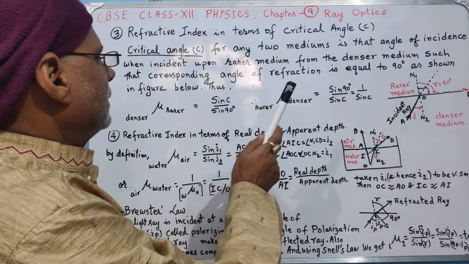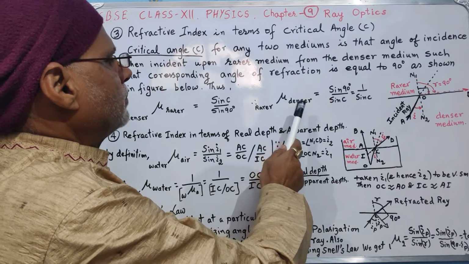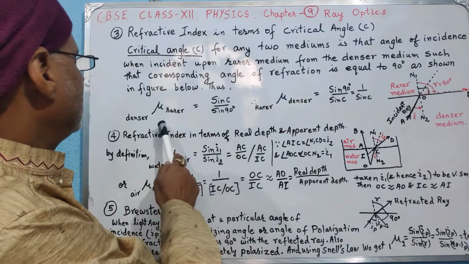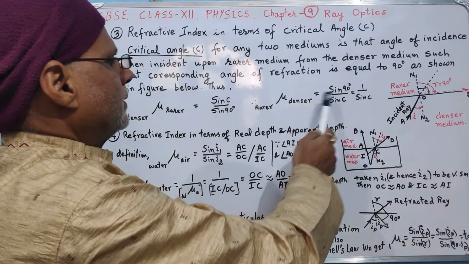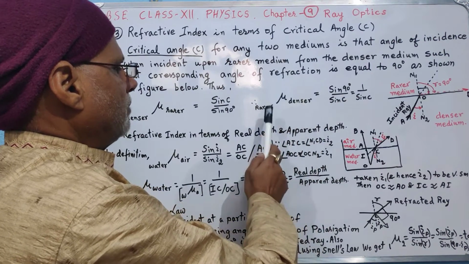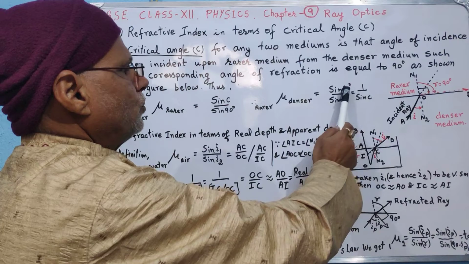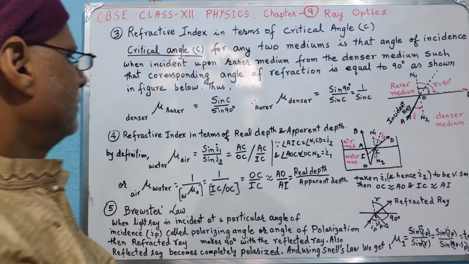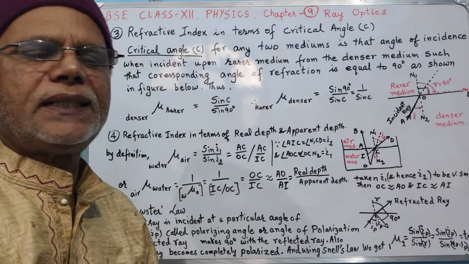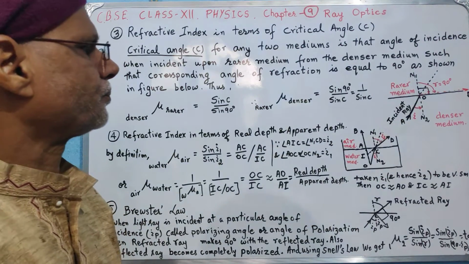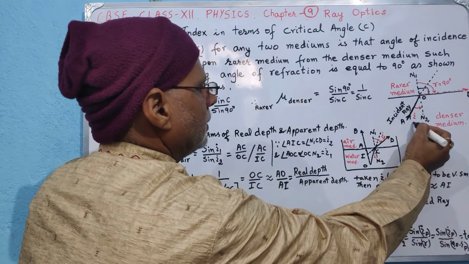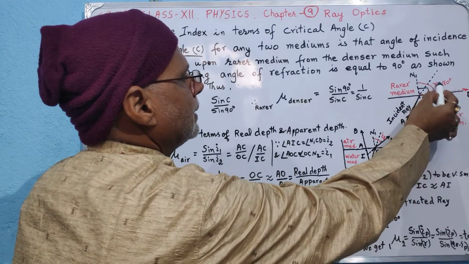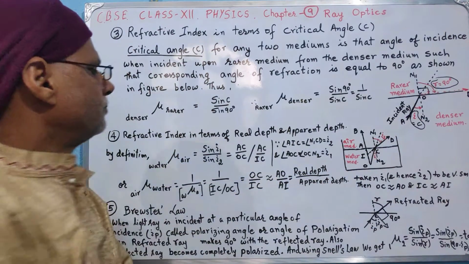So we have it equal to sin C by 1, and therefore if we want to write in terms of refractive index of denser medium with respect to rarer medium, we reciprocate this expression, and therefore we get refractive index of denser medium with respect to rarer medium is equal to sin 90, that is 1, by sin C. So you got this relation in terms of critical angle denoted by C. So this angle is equal to C. Angle of incidence is equal to angle C only when R is equal to 90 degree.